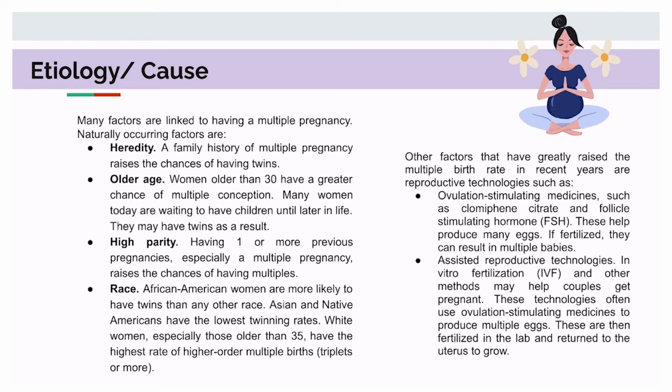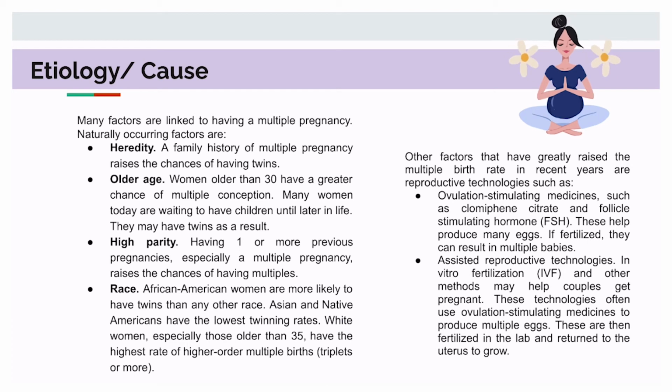For the etiology or cause, there are many factors that are linked to having a multiple pregnancy. Naturally occurring factors are, first, heredity. A family history of multiple pregnancy raises the chances of having twins. Next is older age. Women older than 30 have a greater chance of multiple conception. Many women today are waiting to have children until later in life.